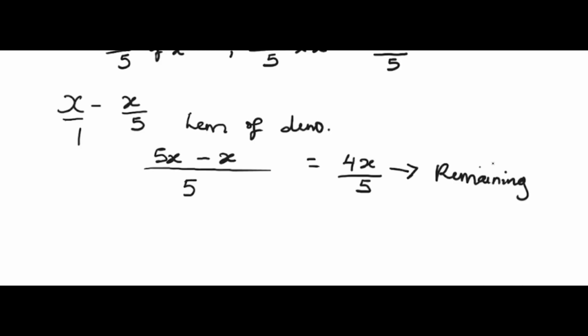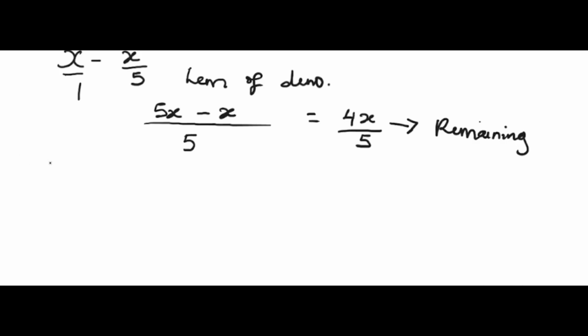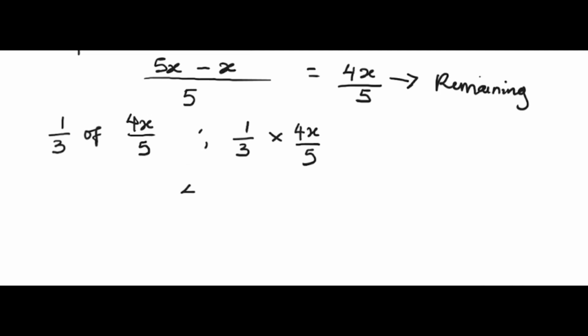Now 1 over 3 of the remainder on transport. So when you are taking 1 over 3 off, the 1 over 3 will no longer be 1 over 3 of X, but 1 over 3 of the remainder. Okay, so 1 over 3 of 4X over 5. So we've already known that "of" is multiplication. So multiplying, we'll have 4X over 15. So what is this 4X over 15? What was spent on transport?